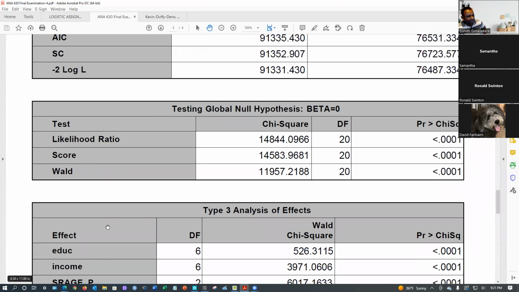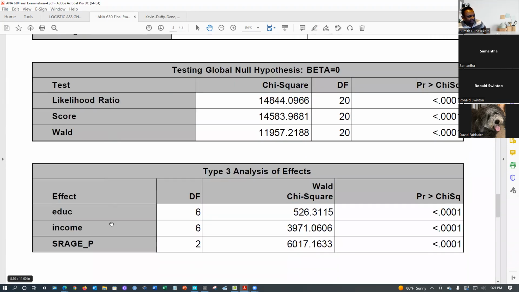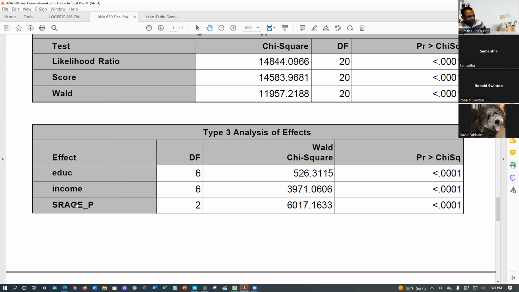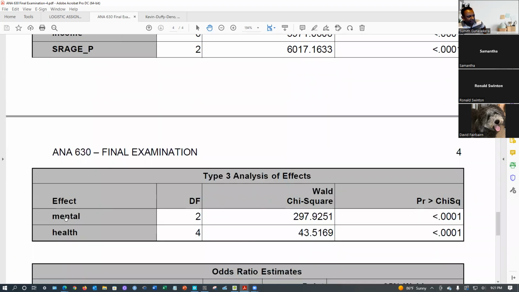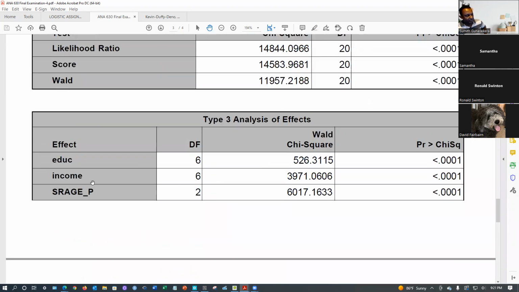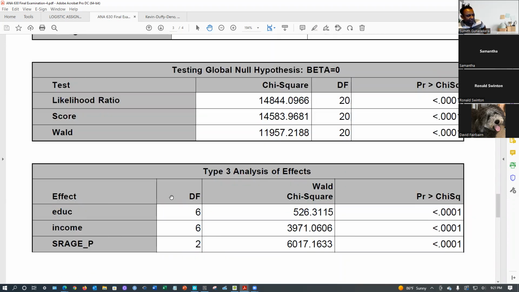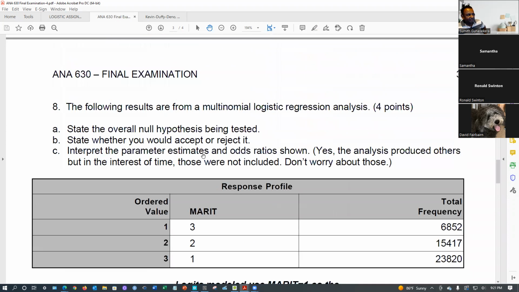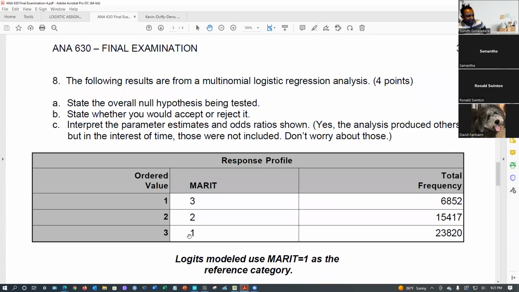Look at the variables. How many x variables? Education, income, age, mental health. All of the x variables are not even displayed here. Since we have several x variables, the better way to say it is multinomial multiple logistic regression. We don't call this ordinal because marital status you cannot order.